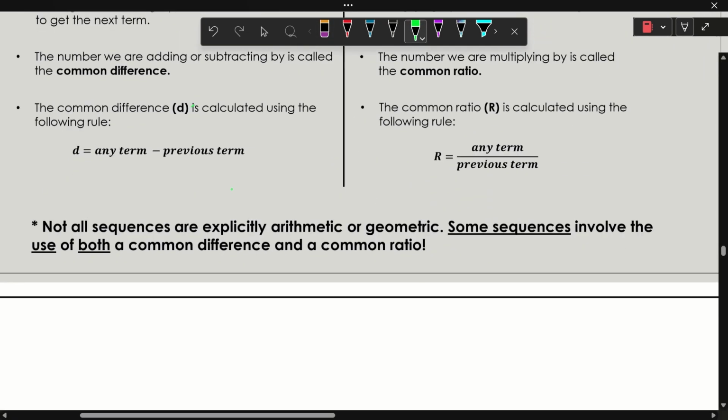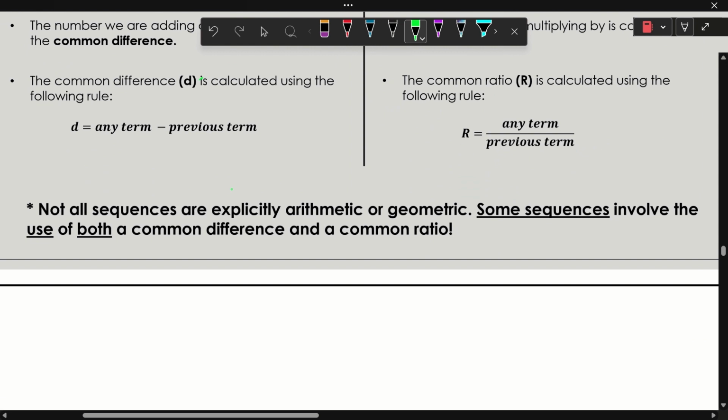Now, one other thing to remember is that when you do math in year 11, you get a mix of these, geometric and arithmetic. It does form together, so it's not always going to be separate.